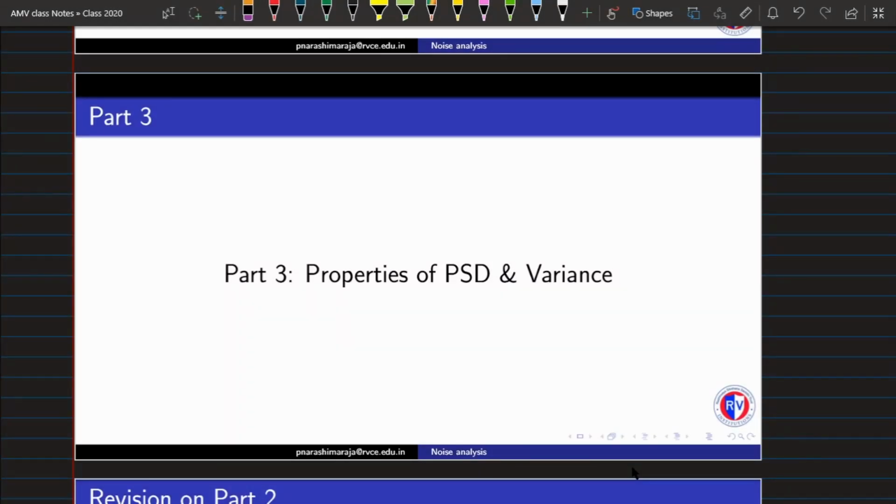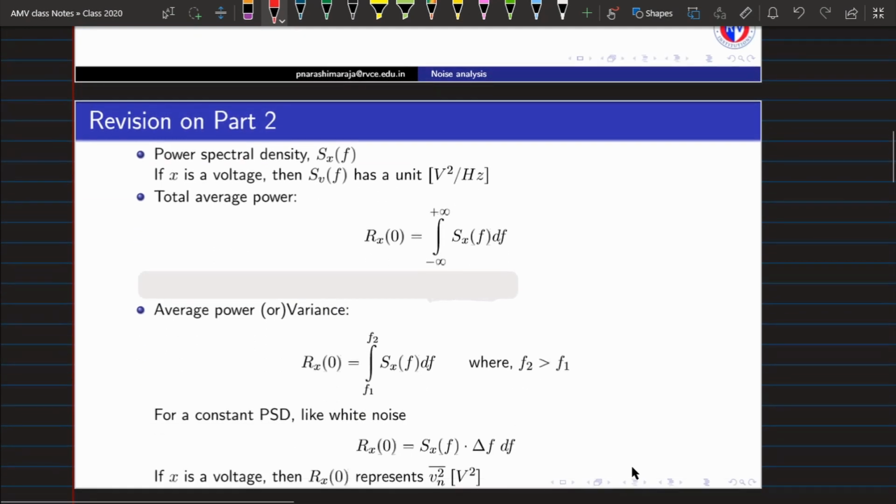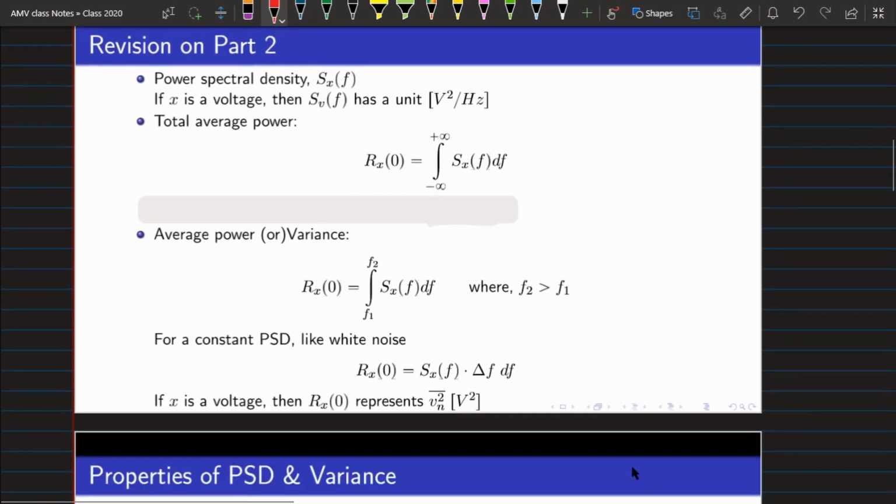Hello students, welcome to the third part of the noise analysis video series. In this part, we'll discuss the properties of power spectral density and variance. Before we jump on to these properties, we'll have a quick revision of what we did in the previous video. We discussed the power spectral density of a random process, which is x of t.